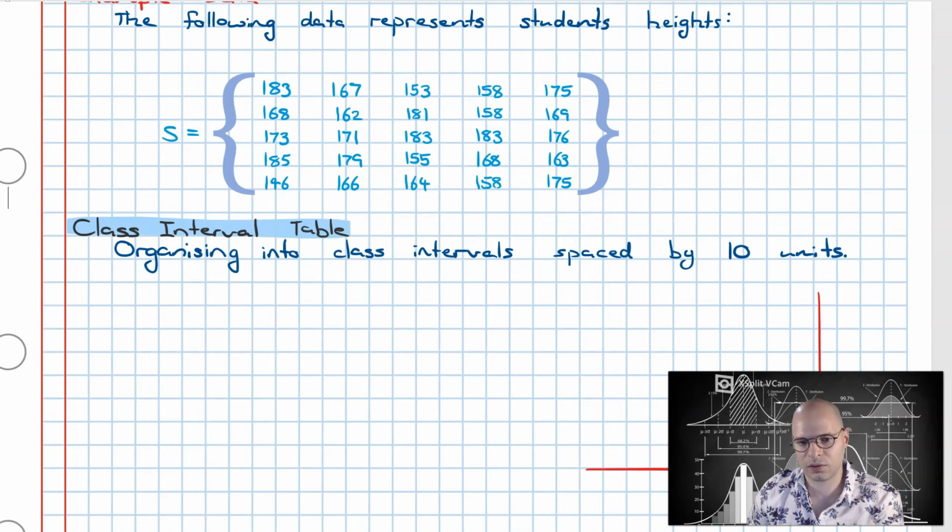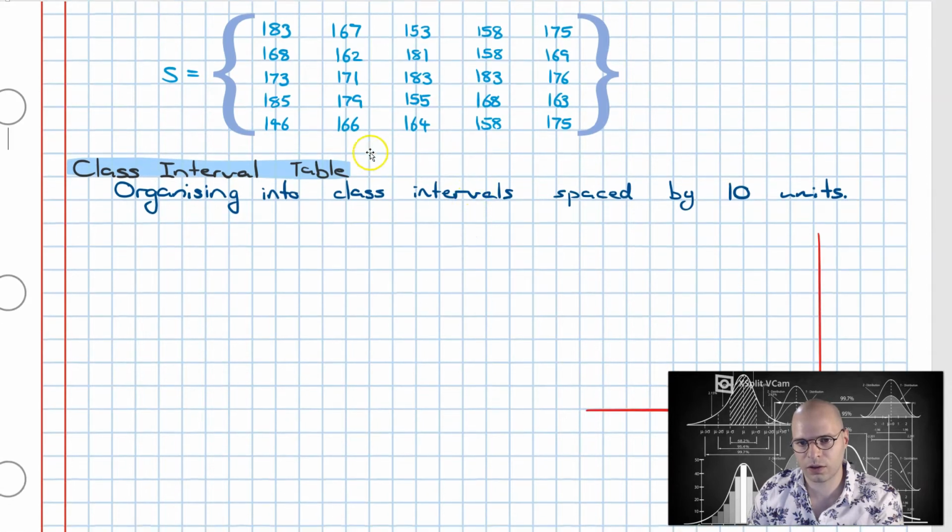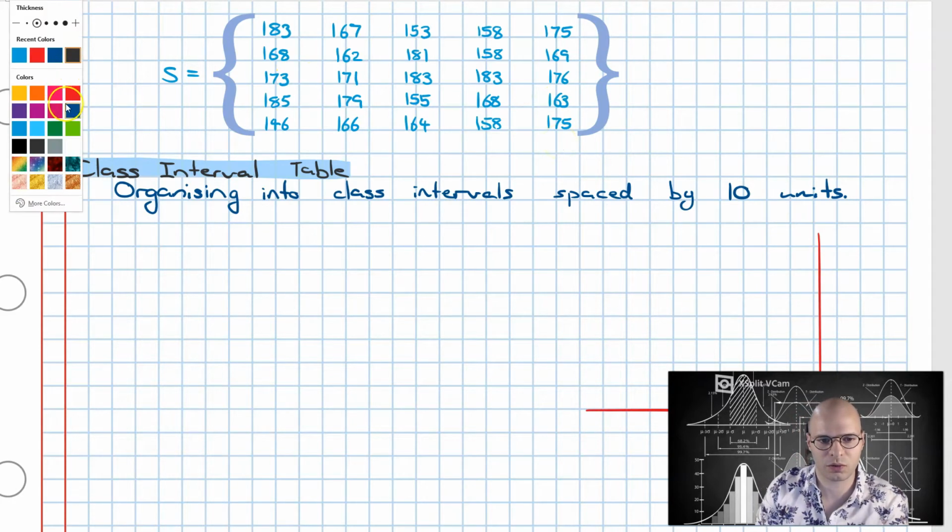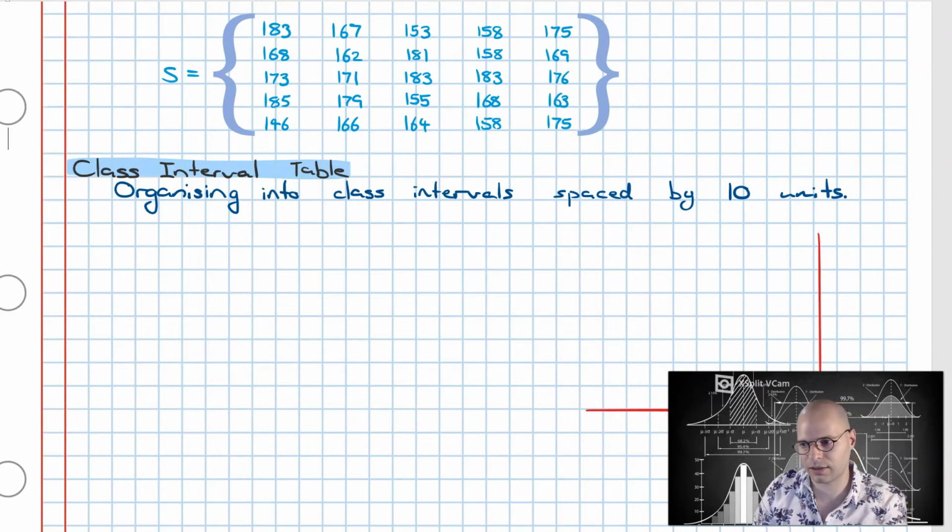Now, a class interval table is similar to a frequency table in that we're looking for the frequency of the occurrence of items. However, it's slightly different in nature. What we're going to do is group items together and then look at the frequency. Now, to be able to draw one of these tables, what we first need to do is organize a column, and we'll call it class interval student heights.